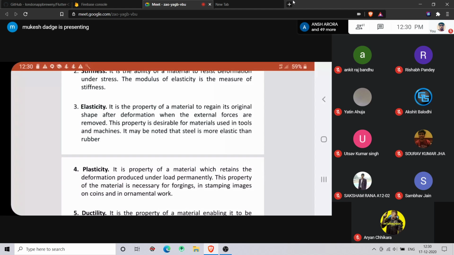Elasticity is a property of material to regain its original shape after deformation when external forces are removed. If you convert a sheet metal plate into a cup shape part, a square plate formed into a cup shape, and if it regains its original sheet shape after forming, that means it is a fully elastic material.